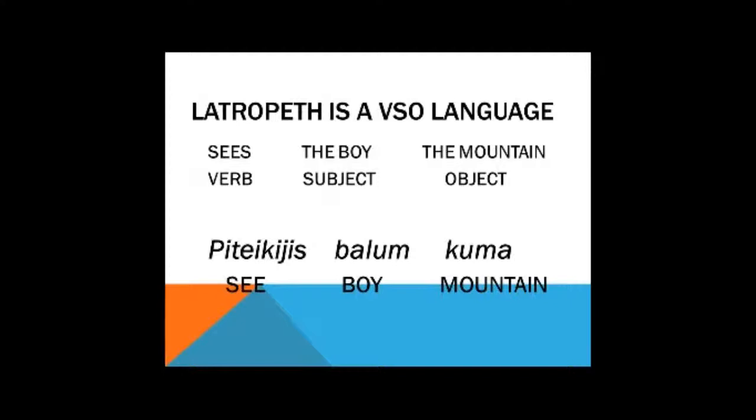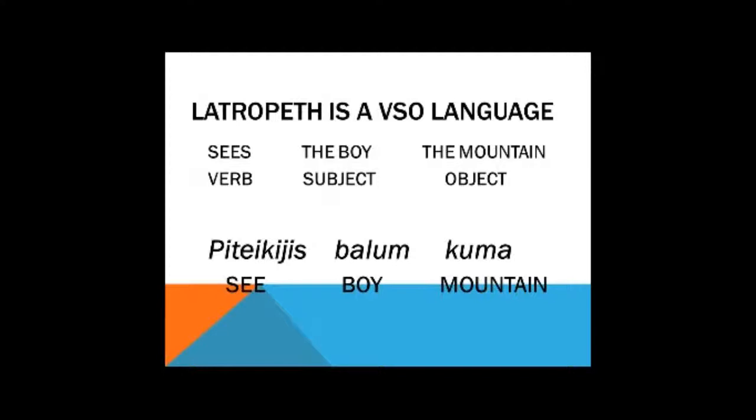Now let's look at the actual sentence in Latropeth. Pichayika yis balum kuma. The boy sees the mountain, literally see boy mountain. There's no equivalent for the definite article in Latropeth, like in many languages, so there's no the boy or the mountain, it's really just see boy mountain.